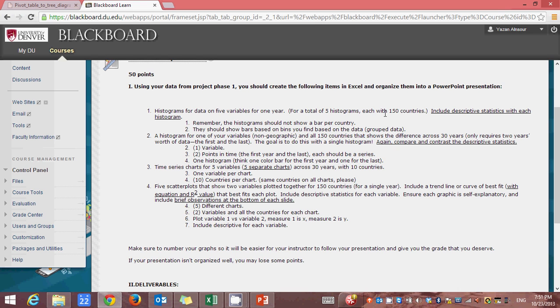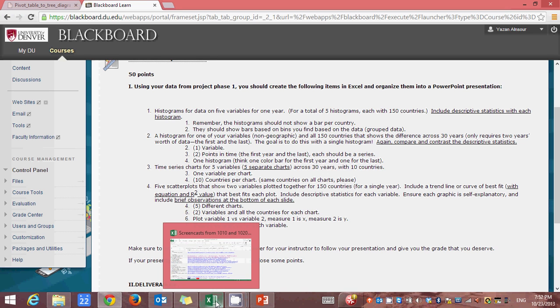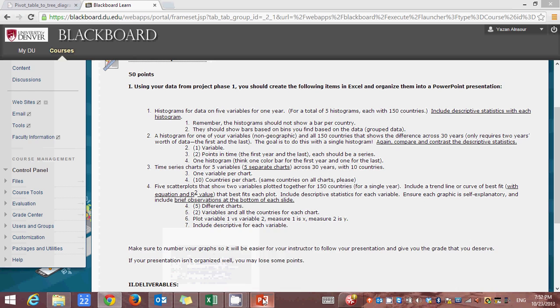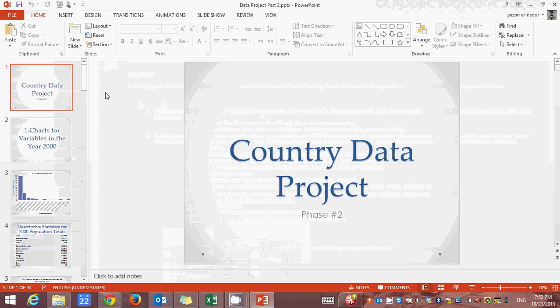And you have to include descriptive statistics with each histogram, those descriptive statistics from chapter 3. Remember the histogram should not show a bar per country, so not each country, we group them. They should show bars based on bins you find based on the data, so you have to group your data.